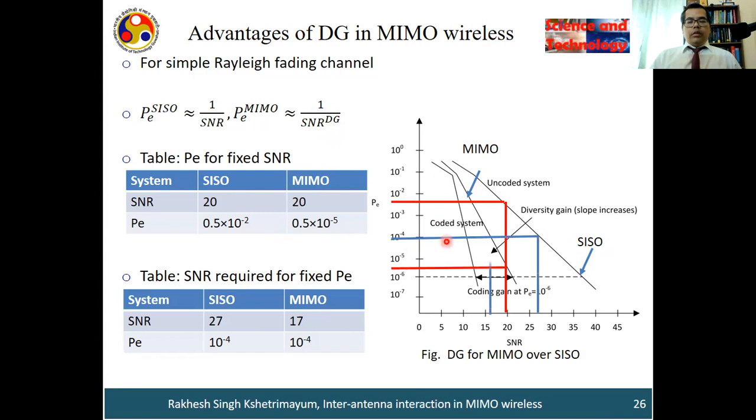You need around 27 dB for the SISO system. For the MIMO system, you need 17 dB. You have almost a 10 times reduction in the power required for the MIMO system with respect to that of the SISO system. So it's an energy efficient communication. There's something called green communication. In green communication, MIMO is also projected to be used because it is very energy efficient. The amount of power we require for MIMO communication with the same bit error rate is much less than that of the SISO system.